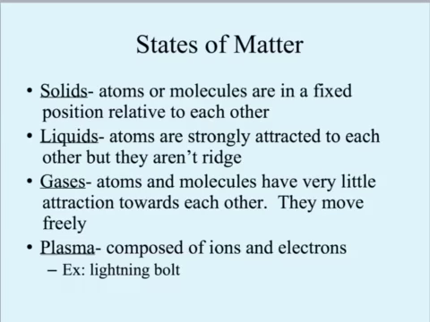So you're probably familiar with solids, liquids, gases, but there's a fourth state of matter, and that is plasma. So let's go back. Solids here are where atoms are in a fixed position, meaning they don't move around relative to each other. Liquids are strongly attached, but they're not fixed to each other. Gases move very freely. And a plasma example would be a lightning bolt because it has mostly ions and electrons.